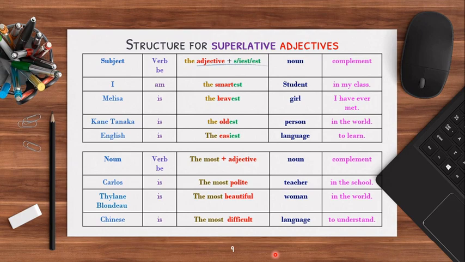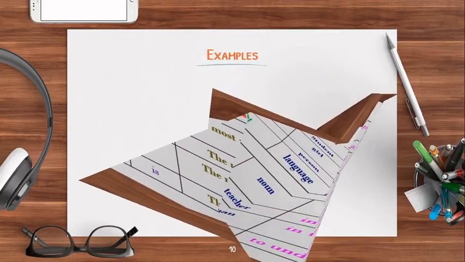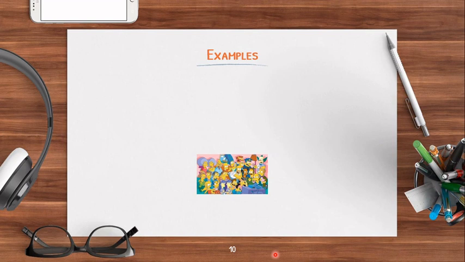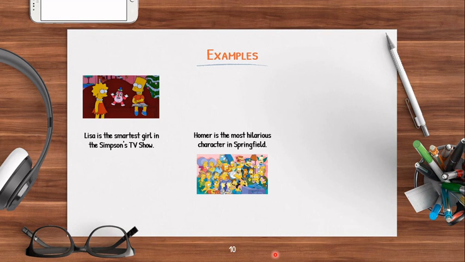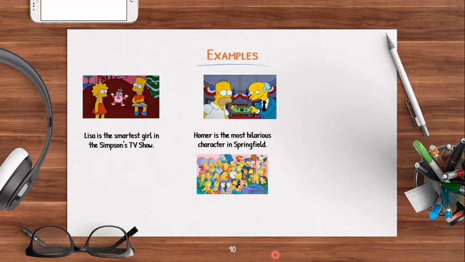So let's see some examples. So let's see. So here we have Bart and Lisa. So let's see what it says. Lisa is the smartest girl in the Simpsons TV show. The smartest girl. I mean that she's smart, she's intelligent. We can also say Lisa is the most intelligent girl in the Simpsons TV show. We can also say that. Homer is the most hilarious character in Springfield. In Springfield, that's right.